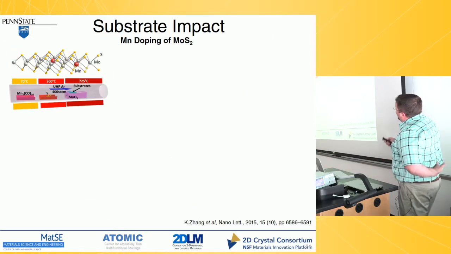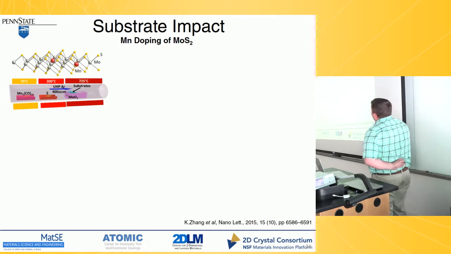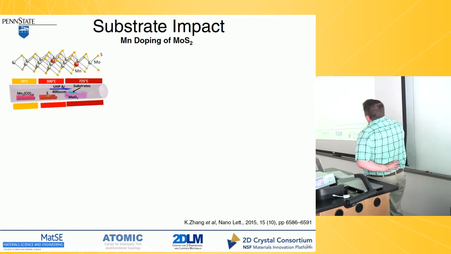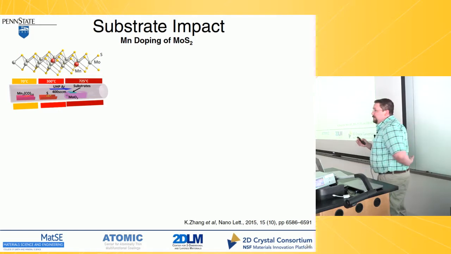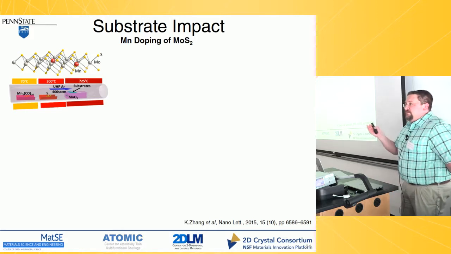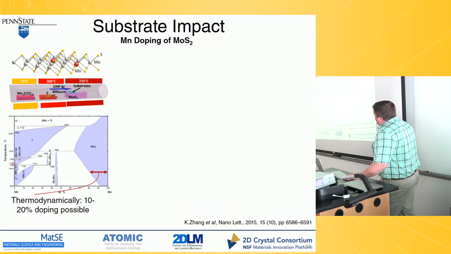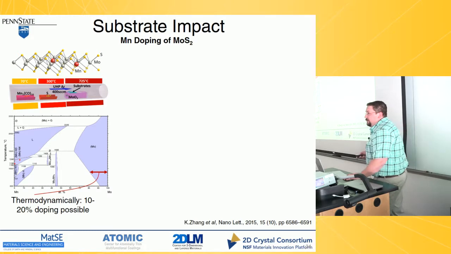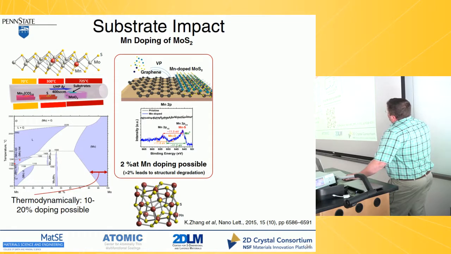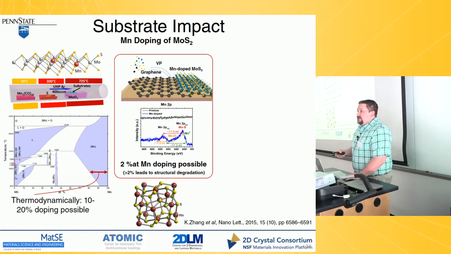And the last example I've got in terms of the doping is the substrate impact of manganese doping. So we want to make magnetic 2D layers, right? Can we do it in TMDs? Well, it turns out, if you look at the phase diagram, we should be able to put about 10 to 20% manganese in MoS2. We grow it on graphene, and we find that, in fact, we can get several percent manganese into MoS2, no problem.